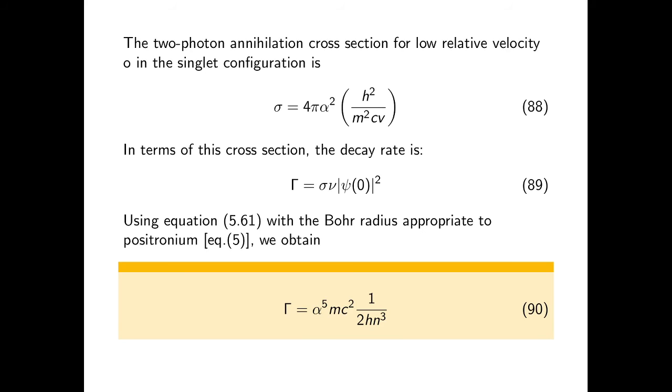The charge conjugation would be -1 to the power of L plus S. For n photons, the charge conjugation number would be -1 to the power of n. And yeah, I guess that's about it. I'll show you the spectrum binding energy graph next after the slide, and the 2-photon annihilation cross section for a low relative velocity, like the singlet configuration, would be sigma equal to 4 pi alpha squared h squared divided by m squared c v.